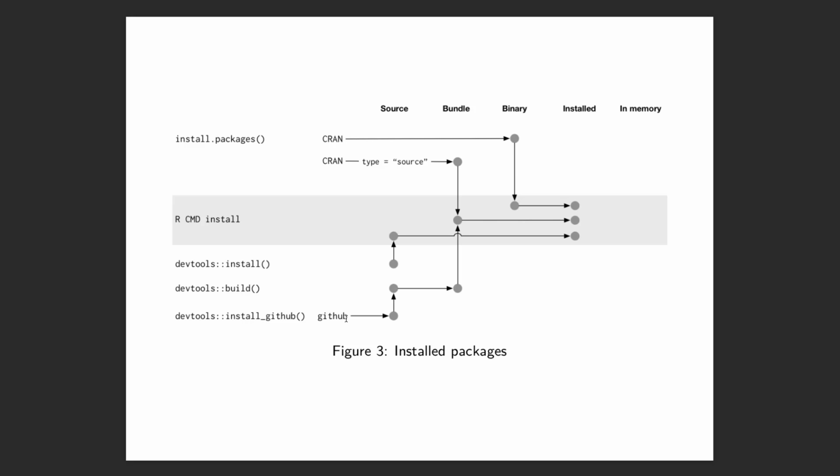Then you would download the bundle and install.packages would then install it. If you use devtools install, that just operates on the source package itself, and it'll take you straight from the source package to the installed version. DevTools also comes with a nifty little function called install GitHub that lets you install packages from GitHub, and that will take you straight from GitHub to an installed version of that package. And R command install itself, you will typically give that the bundled package, which is what I just did.